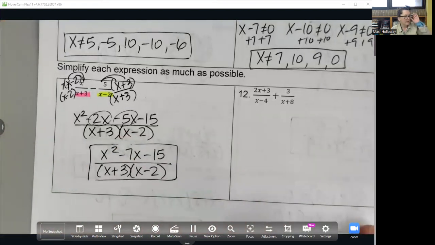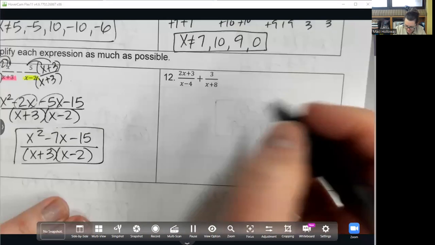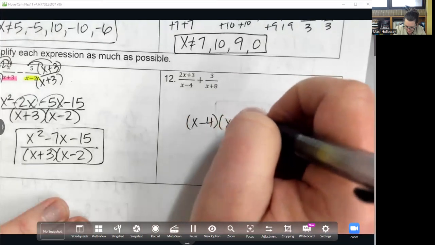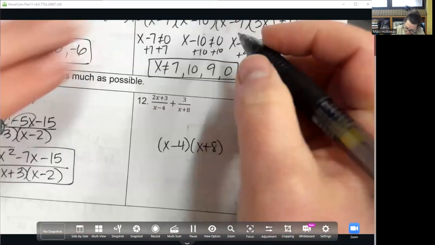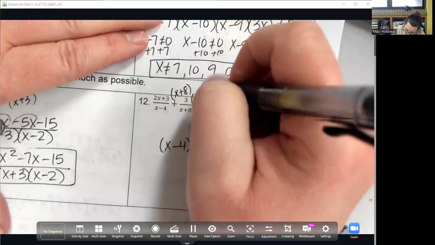Good. All right, next one, you can highlight. Notice they're not the same. So my common denominator is going to be x minus 4 and x plus 8. So this guy needs an x plus 8. This guy needs an x minus 4.